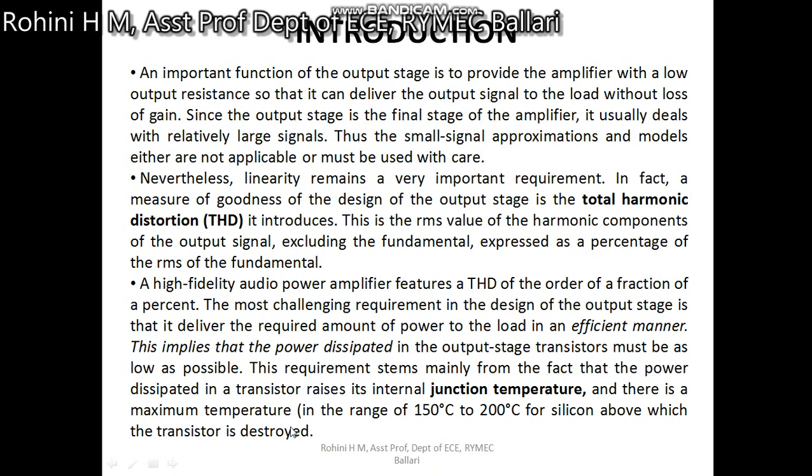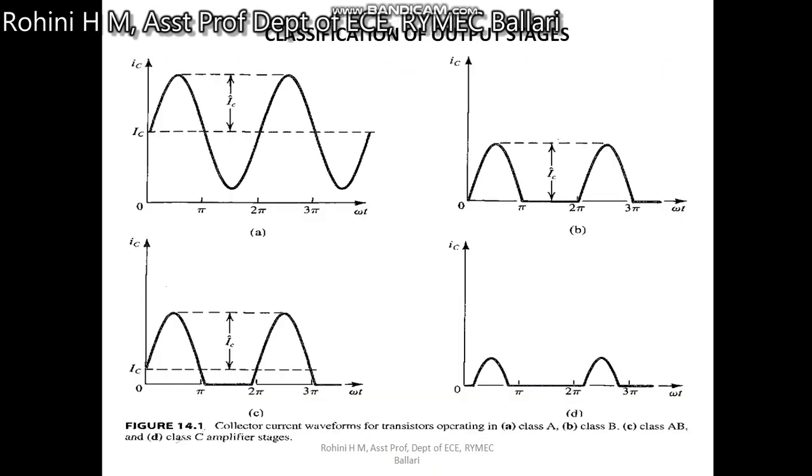So it is the requirement, that is junction temperature, it is having some internal junction temperature range. So power dissipation is, it can handle only till that range. So there is a maximum temperature for a silicon. So that must be in the range 150 degree to 200 degree. So after this, the transistor itself will be destroyed. So the circuit will not work at all.